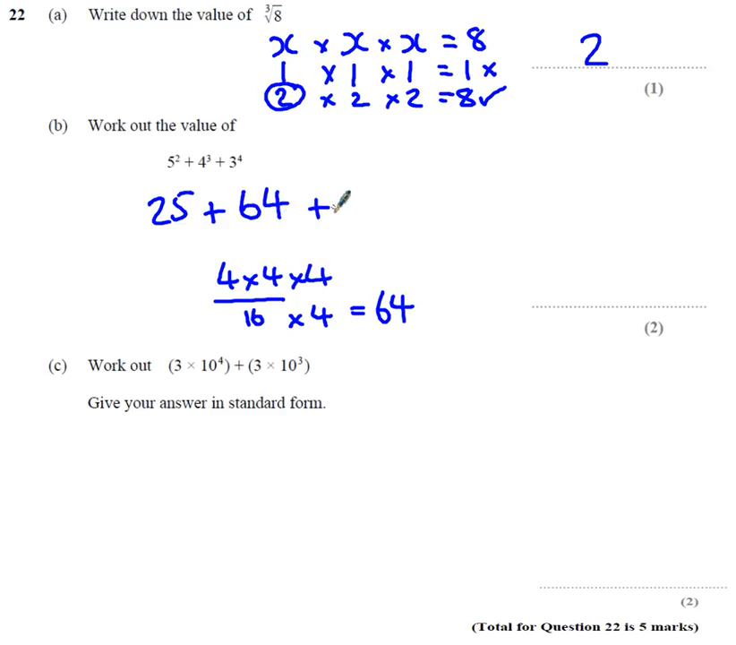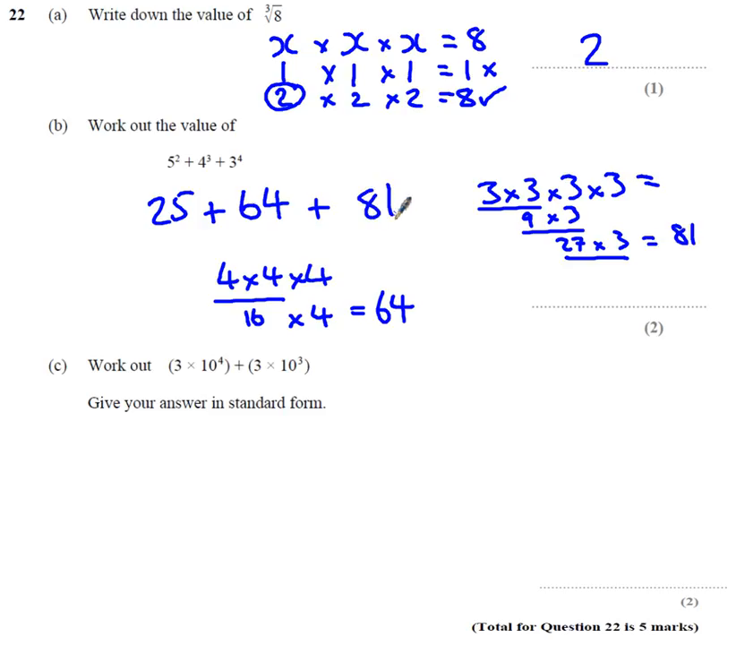So that means it's 25 plus 64. Now it's 3 to the power of 4. So once again, if I do it up here, 3 times 3 times 3 times 3. And once again, that's 9 times 3. That's 27. And then times by the last 3, that gets you 81. So therefore I have to do 25 plus 64 plus 81.